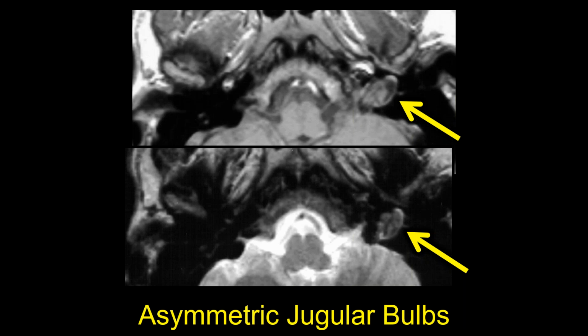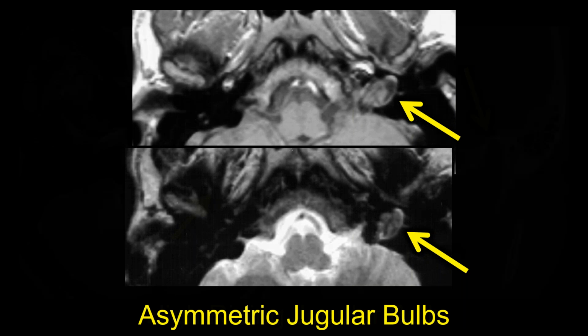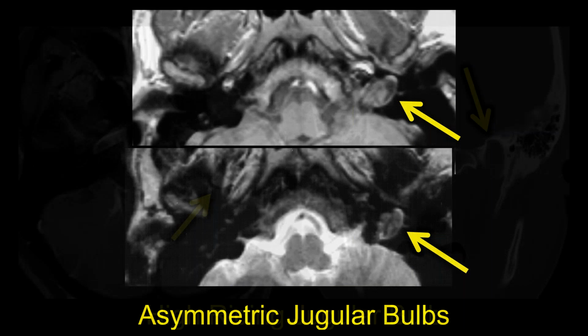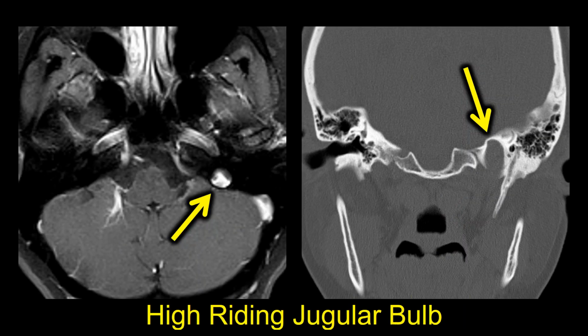We often talk about a high riding jugular bulb. I've heard people use different internal standards for this. I use the floor of the internal auditory canal. If the jugular bulb goes above the floor of the IAC, the internal auditory canal, I'm going to call that a high riding jugular bulb. We may have the entire jugular bulb go above the floor of the IAC, or just a diverticula go up at that location. A high riding jugular bulb is very different for us than a dehiscent jugular bulb.